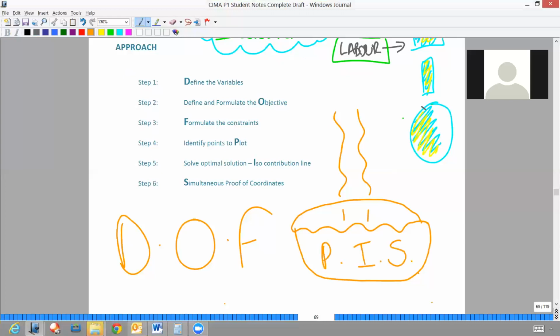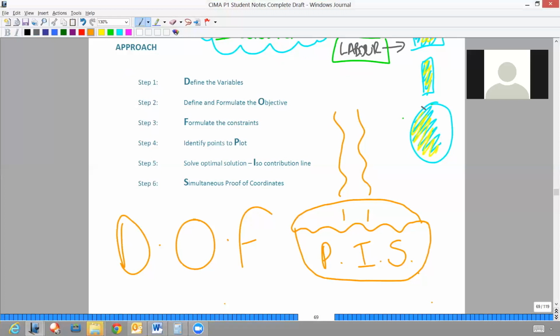Now then, the way that I deal with linear programming is I remember DOF pies. Okay, DOF pies has worked for me for years. It worked for me during my exam, and it's worked for all of my students. So I ask you all now to embrace DOF pies. I will also tell you a story about how DOF pies was actually born.